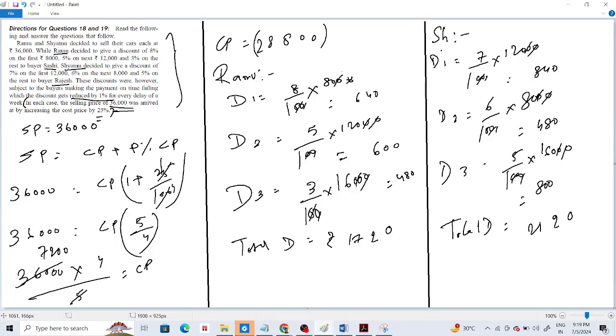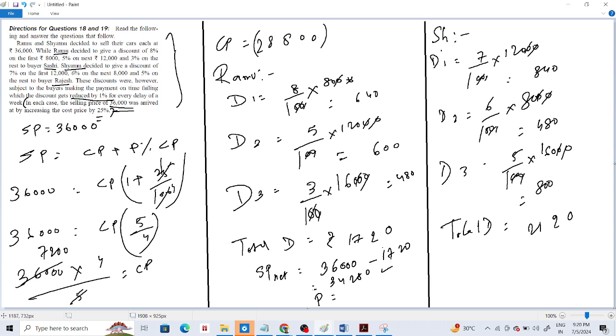Okay, so of course Ramu has got the highest profit. So that means let me find out what is the actual SP, or net SP. Okay, so that is going to be minus 1720. Okay, 34280. 34280. Okay, now what is the profit?